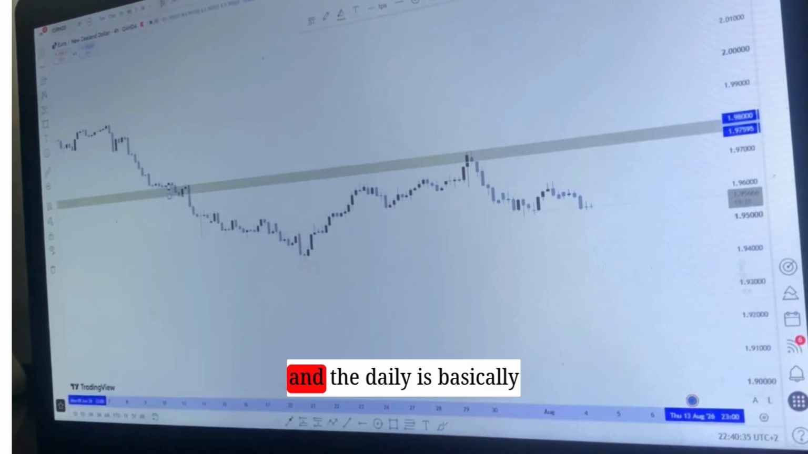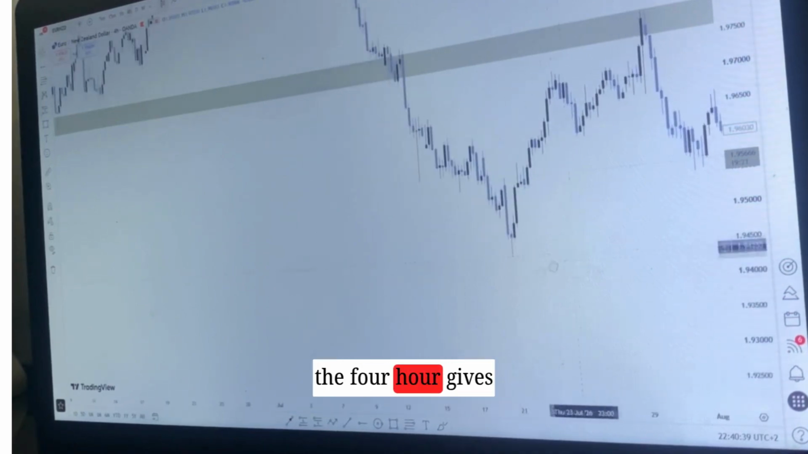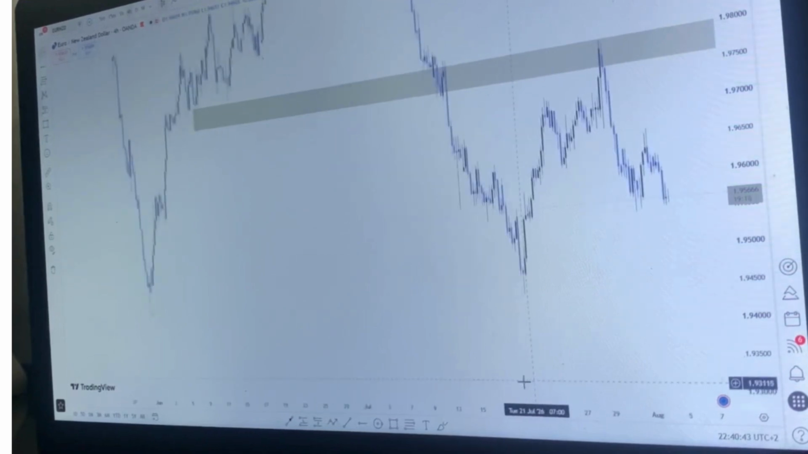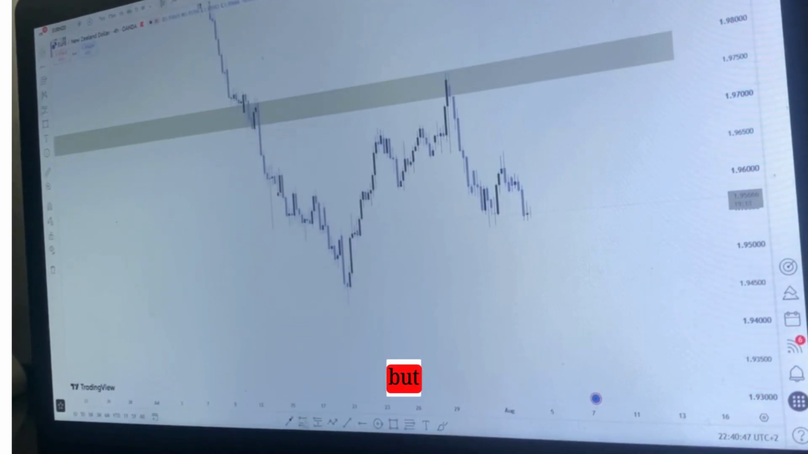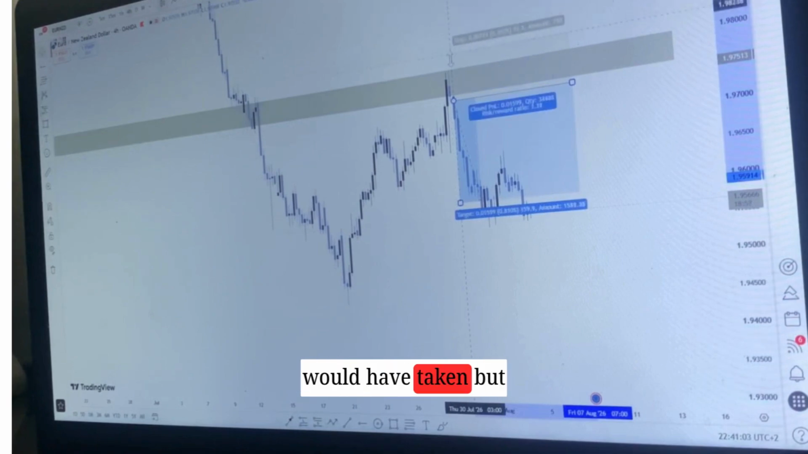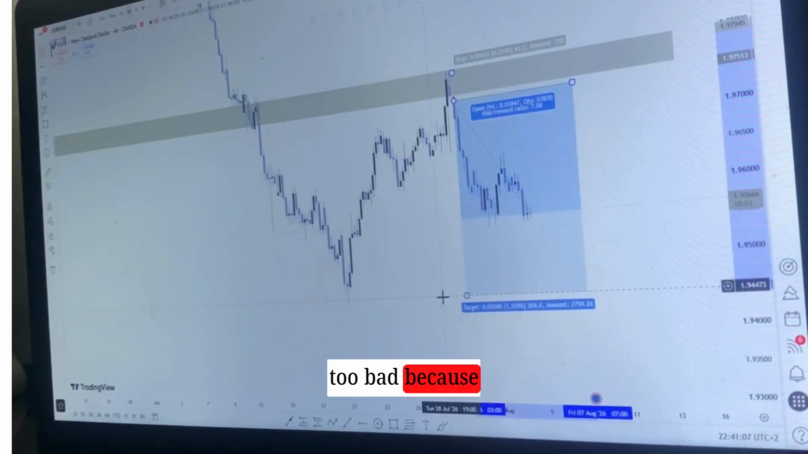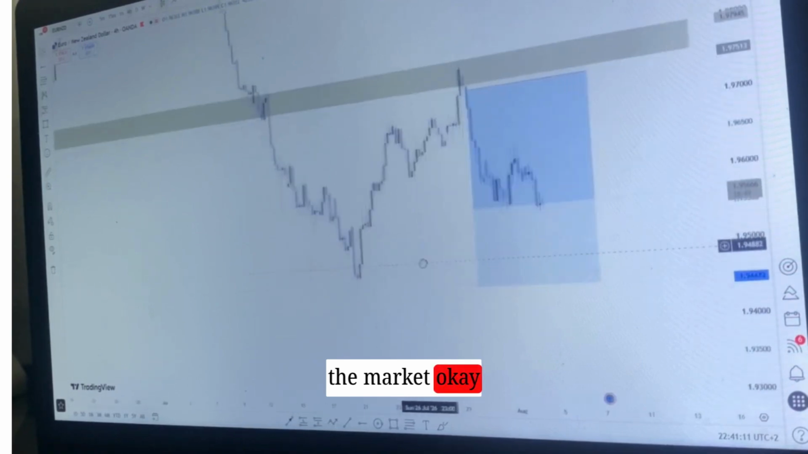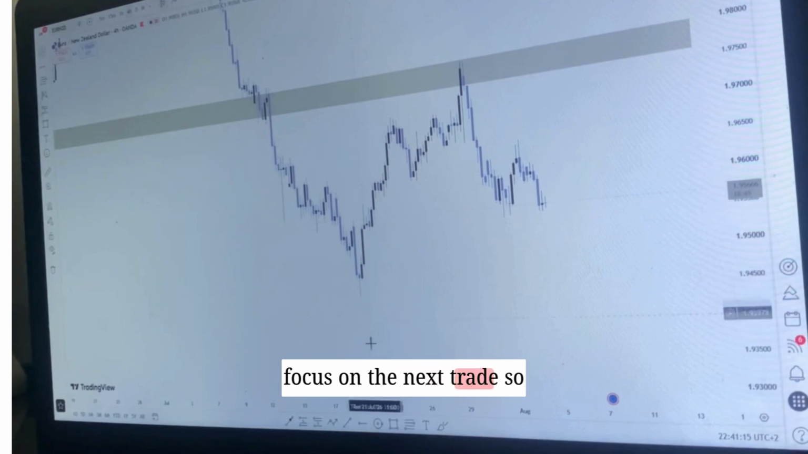The 4 hour and the daily is basically the same. It's just that the 4 hour gives you more details. Here's a trade that we could have taken, but we missed the trade. This is something we could have taken, but unfortunately we missed it. Not too bad, because there's always more opportunities in the market. Okay, so that's that. We move forward, focus on the next trade.